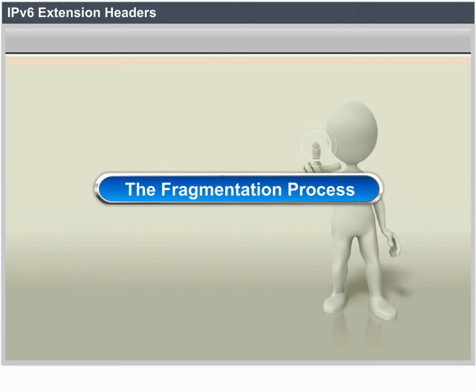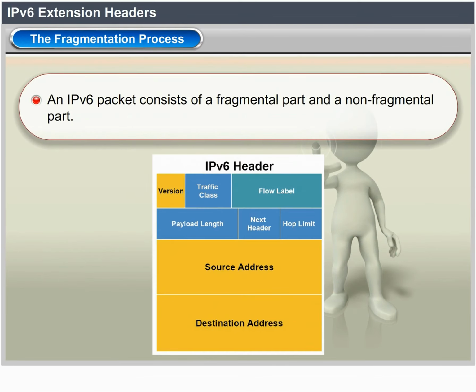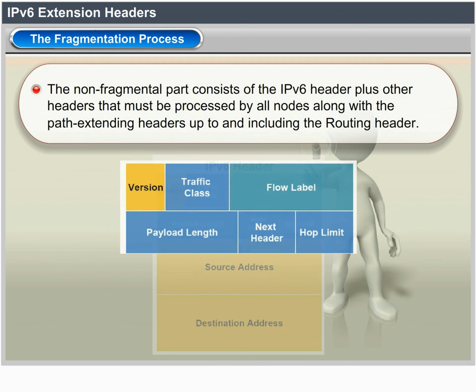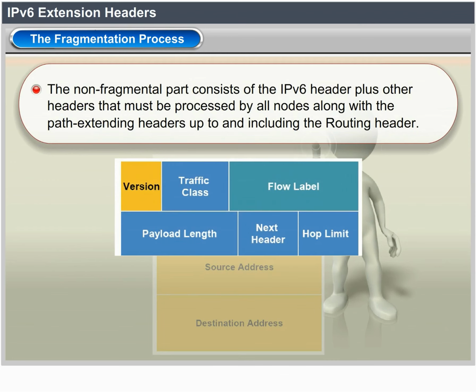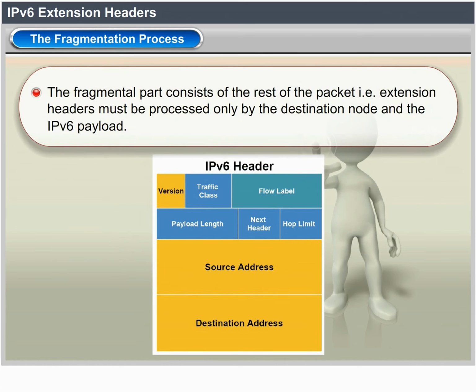The fragmentation process. An IPv6 packet consists of a fragmentable part and an unfragmentable part. The unfragmentable part consists of the IPv6 header plus other headers that must be processed by all nodes along the path, that is, extension headers up to and including the routing header. The fragmentable part consists of the rest of the packet, that is, extension headers that must be processed only by the destination node and the IPv6 payload.